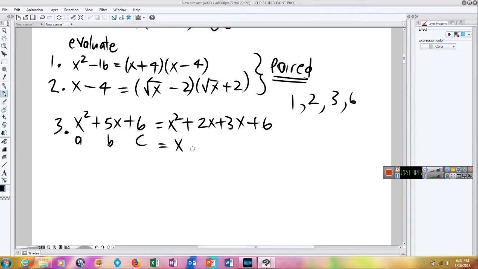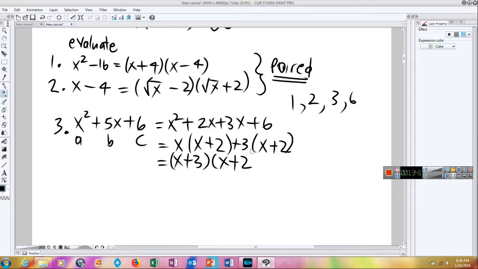So let me explain. We have x plus 2. We need to get this on this other side as well. So we need to find a number that divides into this section to give us this in brackets. So that's why we use the 3. Let's just say plus 3 bracket x plus 2, because 3 times x is 3x and 3 times 2 is 6. And that's equal to x plus 3 and x plus 2.